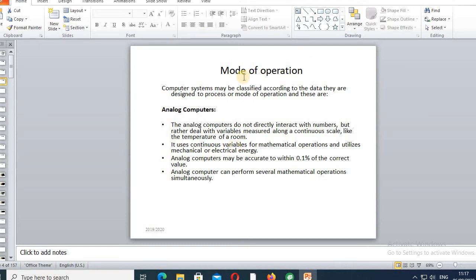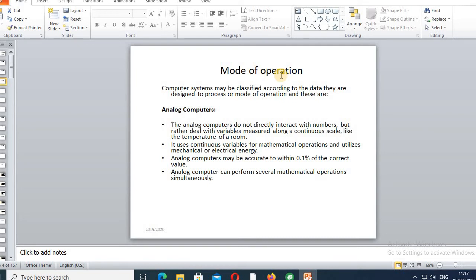So even these computers, as we have, all of them are computers, but they have different data that they can handle. For example, analog computers. The analog computers do not directly deal with numbers, but rather deal with variables measured along a continuous scale. So when you're dealing with analog computers, you have to be careful that it will not deal with jumping numbers. It will deal with direct counting numbers, in other words, 1, 2, 3, 4. So it will deal with them in order. Are we together? So that's analog, continuous.